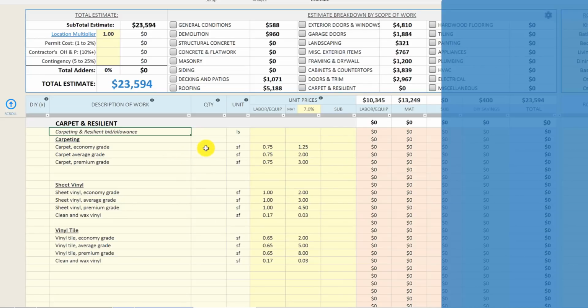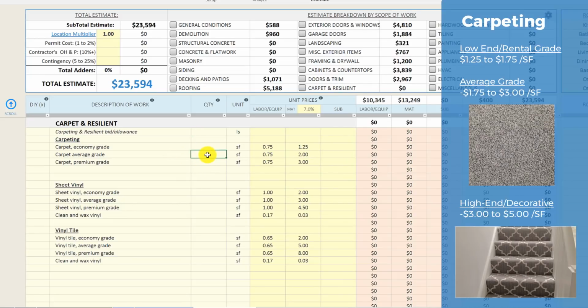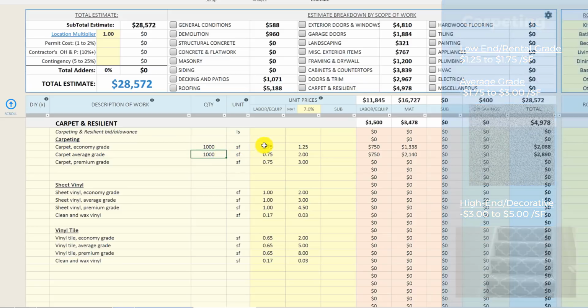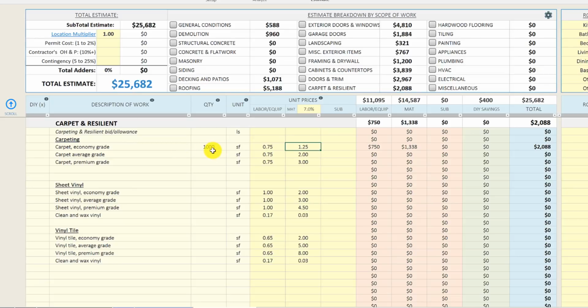Carpet and resilient flooring. Resilient flooring is just like vinyl tile. We didn't have any vinyl tile, but we did install carpet throughout the living rooms, the bedrooms, and the basement area, and that was about 1,000 square feet. Honestly, $275 for carpet is kind of expensive, especially for this level of price range that we were in. I think we got it for about $2 for the carpet and the carpet pad to have that installed on the property. So let's use the economy grade here, which is about $2,000 for the carpet.